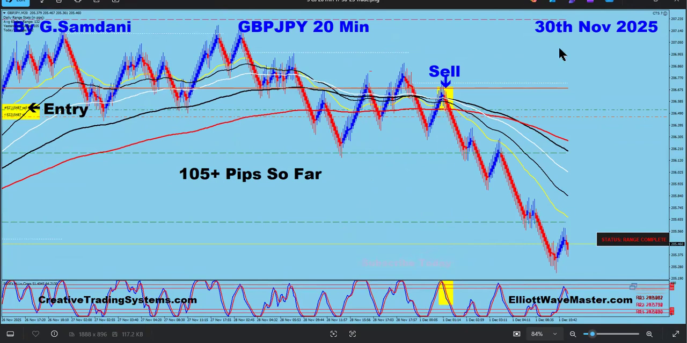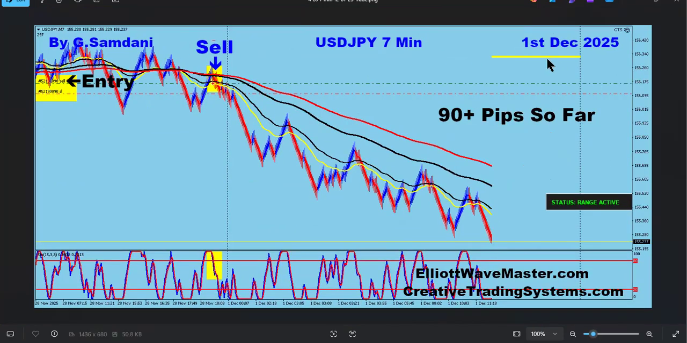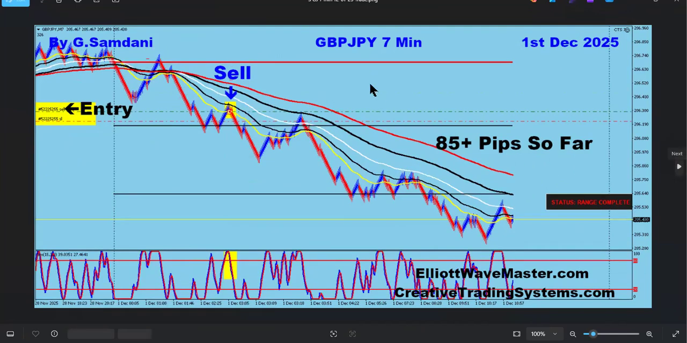This is actually, see, the mistakes I'm making. This is at 30th November, but the entry I can see here is December 1st. Right. So anyway, December 1st USD yen for 90 pip to the downside, and here you can see on December 1st pound yen 85 pip to the downside.